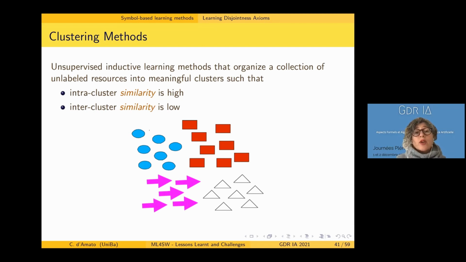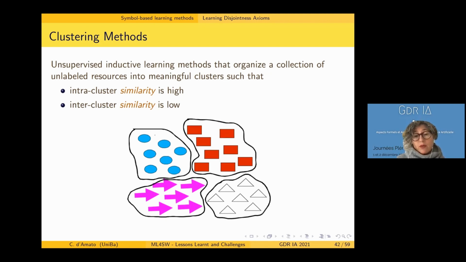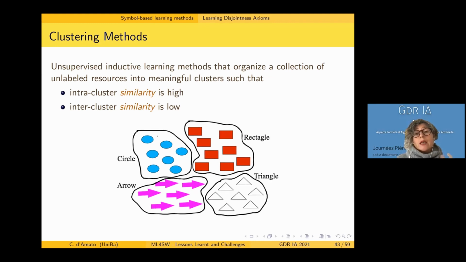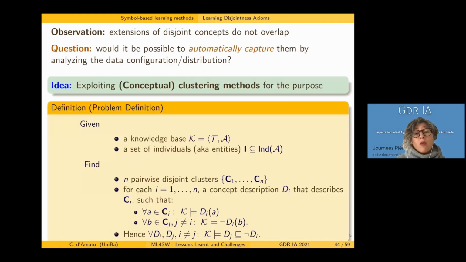A clustering method is an unsupervised inductive learning method that organizes a collection of unlabeled resources into meaningful clusters such that the intra-cluster similarity is high and the inter-cluster similarity is low. So given this collection of objects, ideally our clustering method should be able to discover these four different clusters. If our clustering method is also able to provide an intensional description for each cluster, then we will talk about conceptual clustering methods.